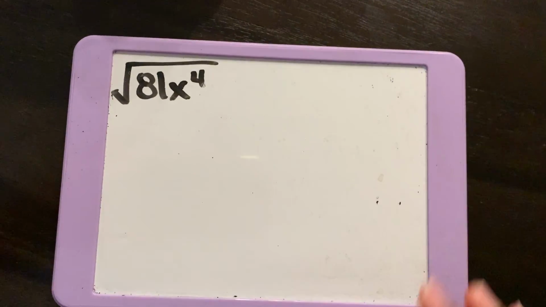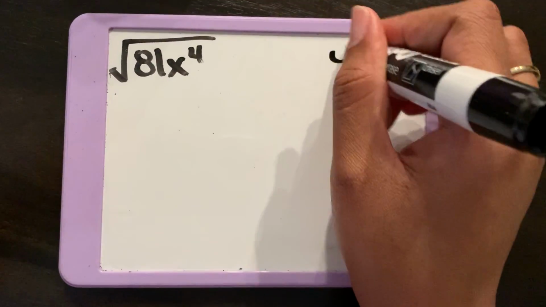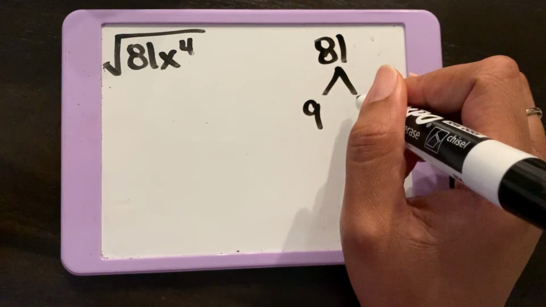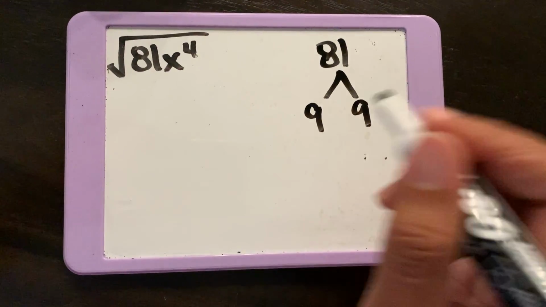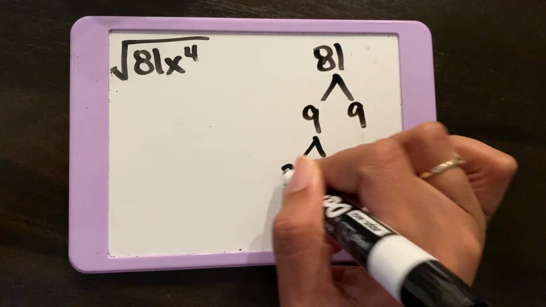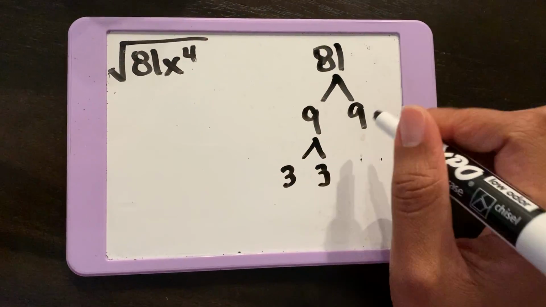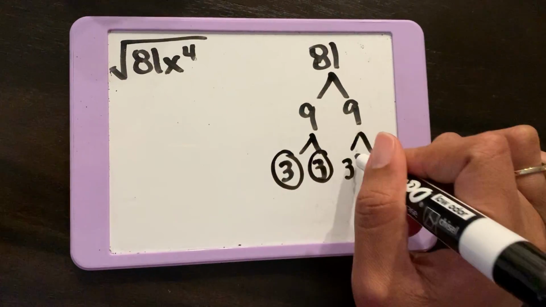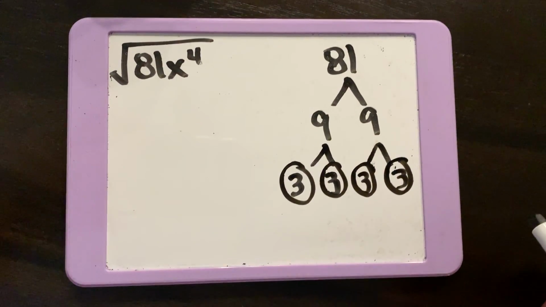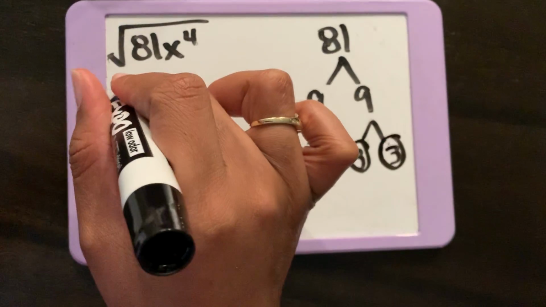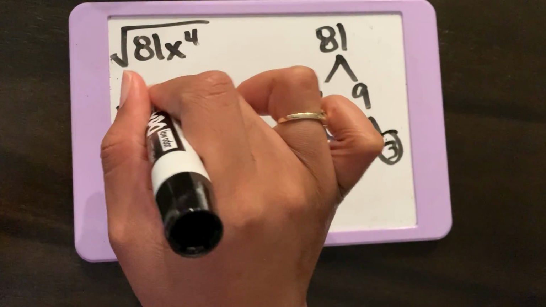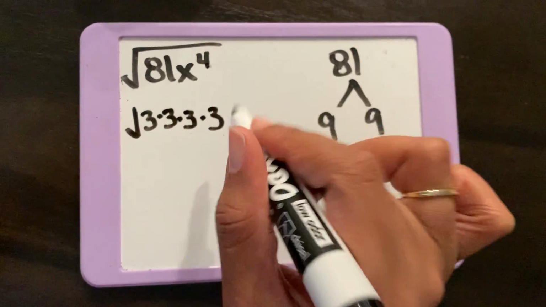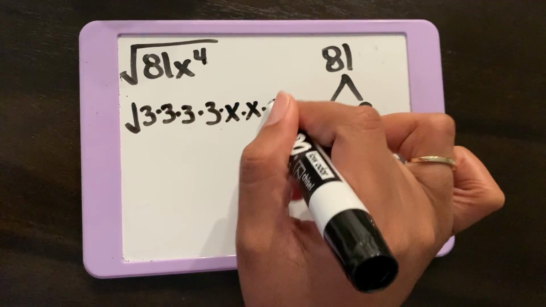What if I have a problem like this? I would do it the same way. So let's start with 81. I know that 9 times 9 is 81, so I'll use those. And I know that 3 times 3 is 9, so I use those. 3 times 3 is 9. So I have 3 times 3 times 3 times 3 as my prime factorization for 81. And then for x to the 4th power, that would be x times x times x times x.